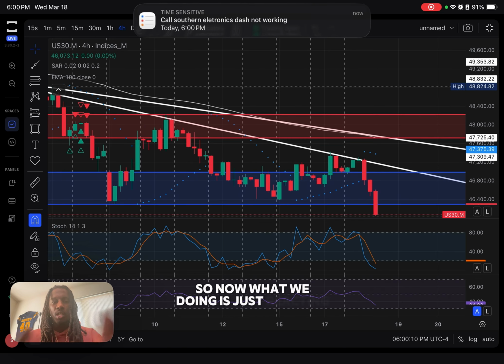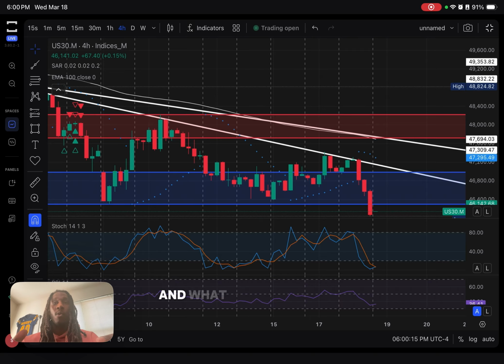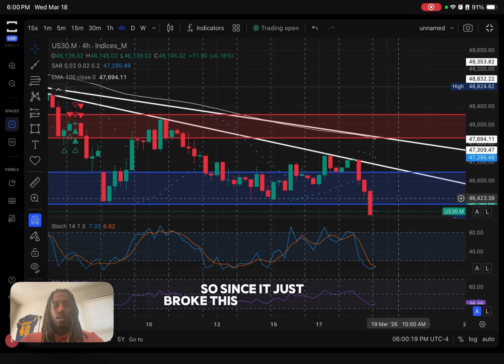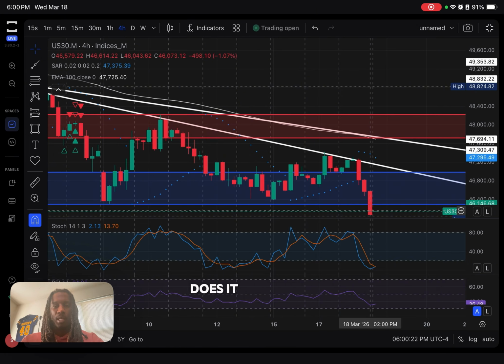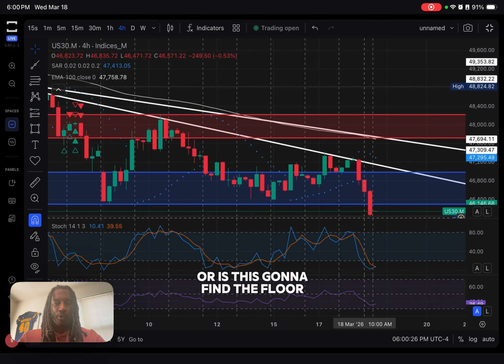So now what we're doing is just reacting. We're looking for different levels, different reactions, and what the market does, and we're reacting based off of what the market does. So since it just broke this support level, we want to see when this market opens up, does it come back up, touch here, and then continue down? Or is this going to find the floor and start to go up?